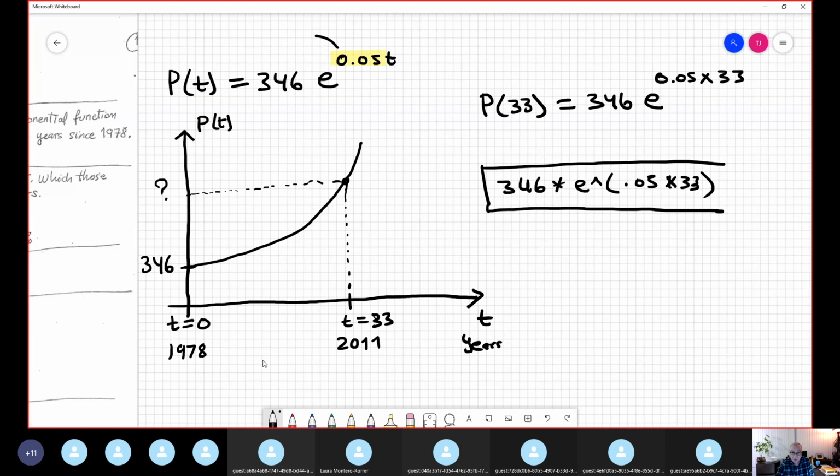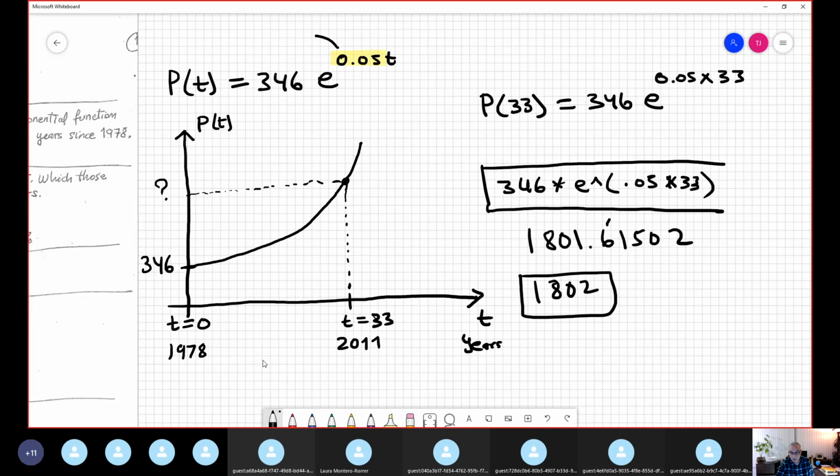And the answer is 1,801.61502. It depends, no? If it's population, obviously it's whole numbers, so you express it to the nearest unit. It's basically 1802, because this digit is greater than 5, you round up. This is the answer.